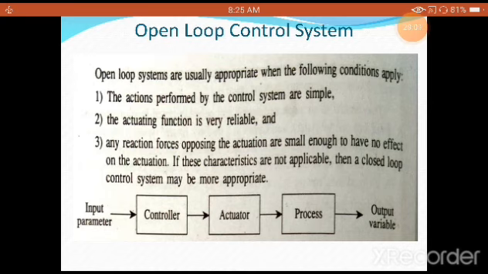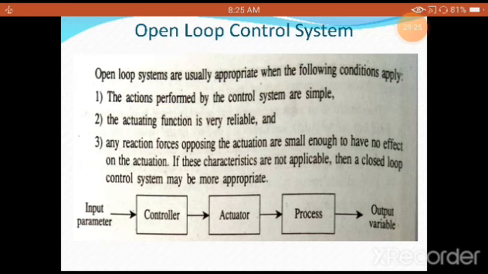Open loop systems are usually appropriate when the following conditions apply. That is also an important point to be noticed here. The actions performed by the control system are simple. Whatever the actions are, they are very simple. Then we can go for the open loop system. In that condition only we can use it. If any complicated process is to be controlled, then we cannot use the open loop control system.